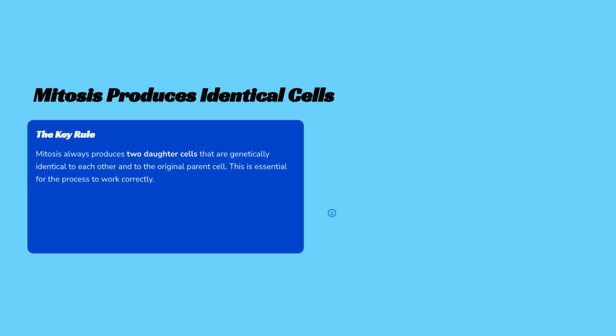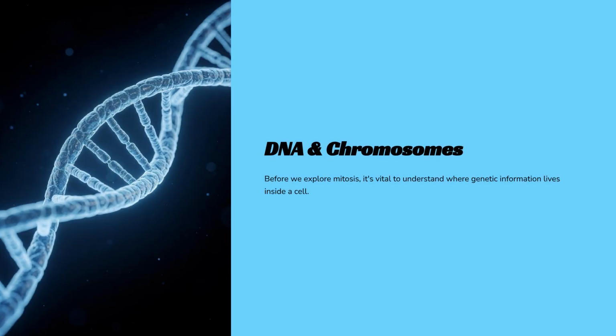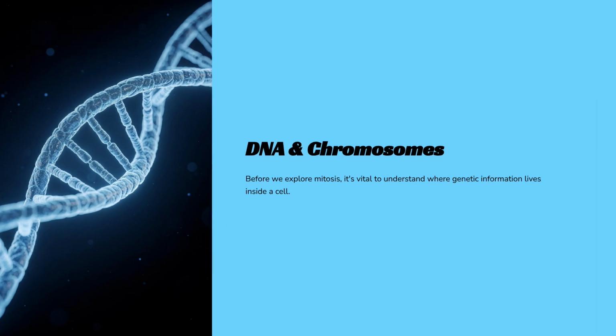The key rule of mitosis is that it always produces two daughter cells that are genetically identical to each other and to the parent cell. This is vital because replacement cells must carry the exact same genetic instructions to function correctly. Before diving into mitosis, it is important to understand where genetic information is stored. This brings us to DNA and chromosomes.